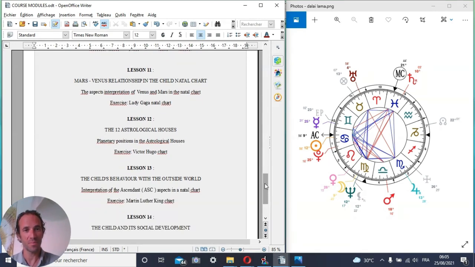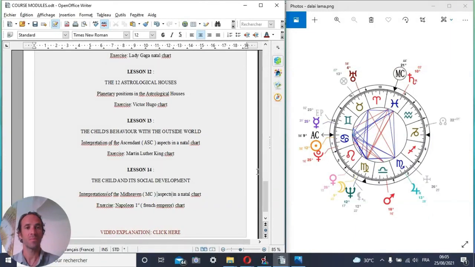Lesson 12, the houses, areas of life, fields, different sectors of energy. And we'll see what it means if you have, for example, the sun in house 1 or the Mars here in 4, or what's happening if you have Saturn in 9. So we'll discover this in lesson number 12.